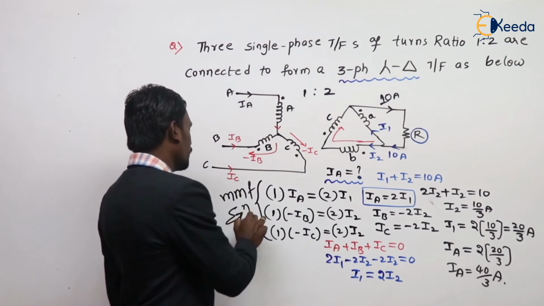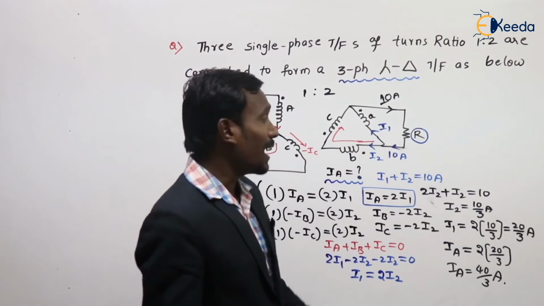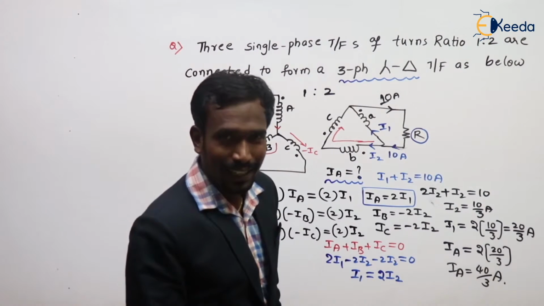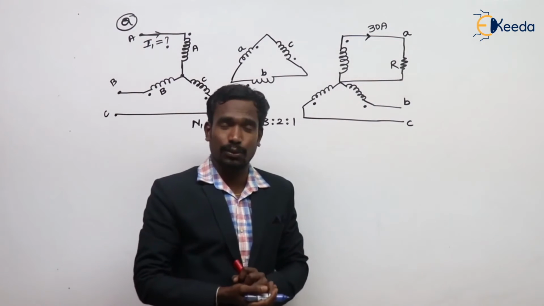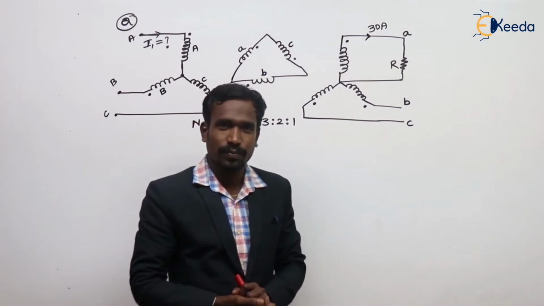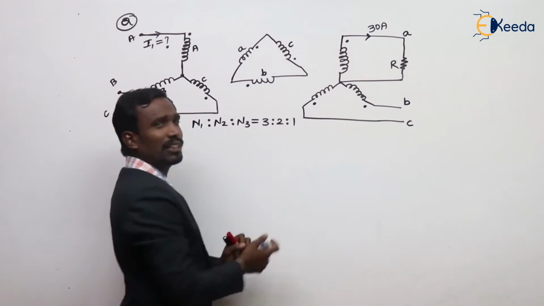By using the MMF balancing equation, we can get the answers directly. Questions like these are very important for our GATE exam. This is very important, I tell you. Unbalanced condition, MMF balancing equation. See this question. This is a star-star connection.